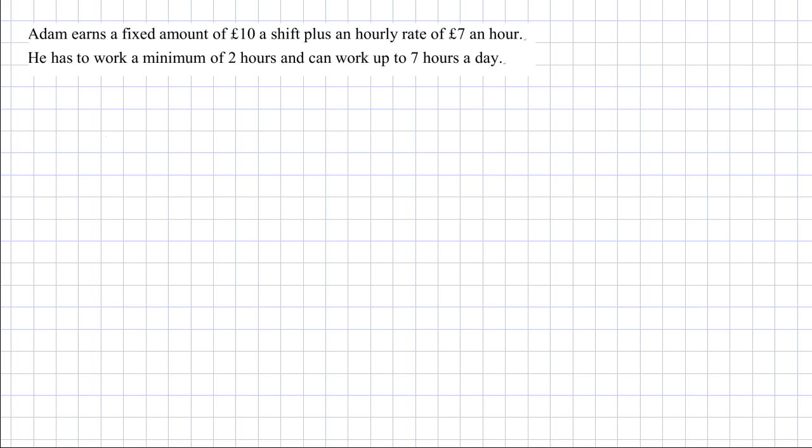So I have here, Adam earns a fixed amount of £10 a shift plus an hourly rate of £7 an hour. Now he has to work a minimum of 2 hours, so he can't work less than that, and he can work up to 7 hours a day.